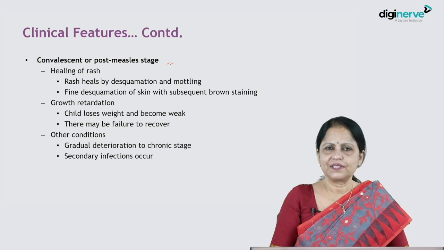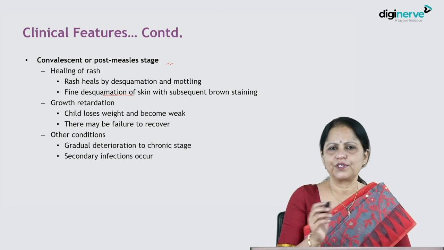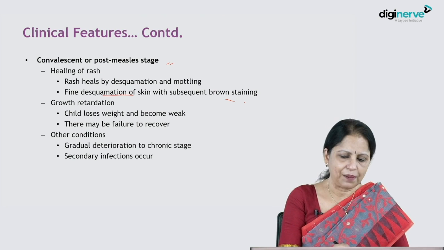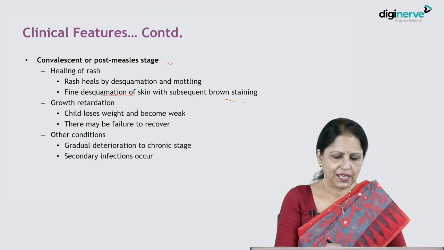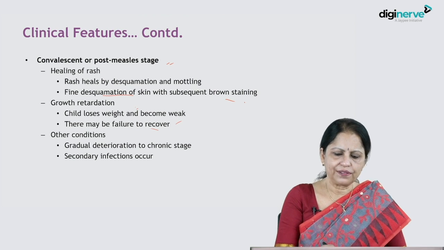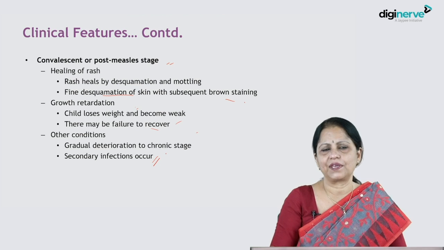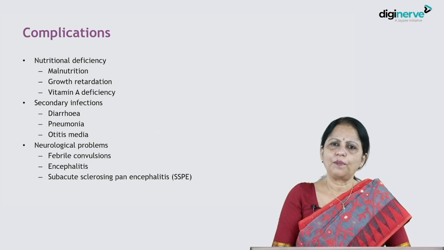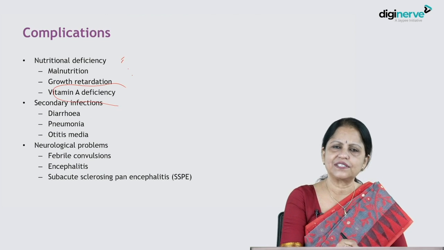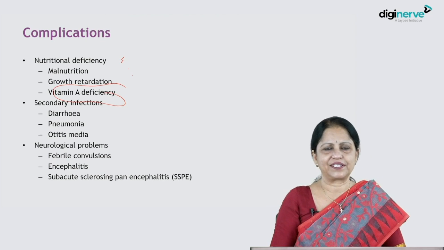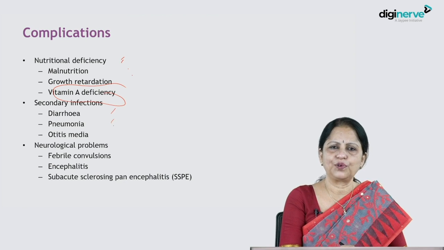And then finally is the convalescent or post-measles phase. At this time the rash heals with fine desquamation of the skin, and after that brownish mottling remains. Growth retardation happens at this time, that is the child either loses weight or does not gain weight, and there may be failure to recover. Secondary infections may also happen in the form of diarrhea and pneumonia, which are very common in the post-measles phase. Then complications are nutritional deficiency, malnutrition, growth retardation, and vitamin A deficiency, which is very commonly associated with measles infection. Then secondary infections, diarrhea and pneumonia, are very common.